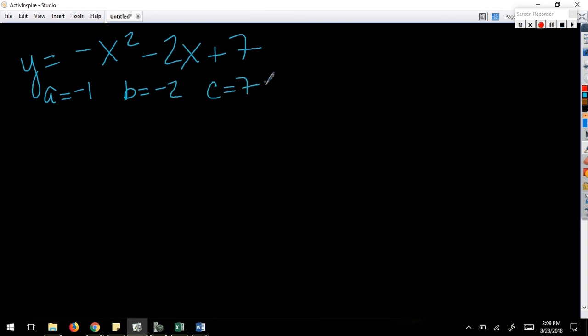Questions so far? Find and plot your vertex. Again, this is what we were doing yesterday. Opposite B. What's the opposite of B? 2. Over 2 times, what is A? -1.